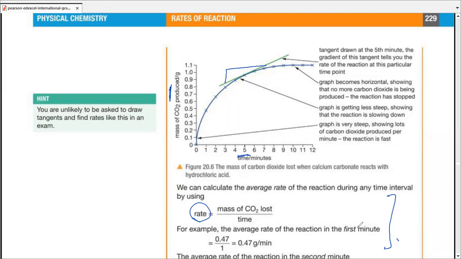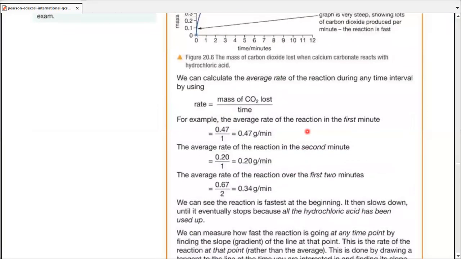For example, the average rate of reaction in the first minute. This means we take it like this all the way to over here. Since this is 0.47, since this is 1, we divide these values like this. What if you need to find the value in the second minute? Let's move on. Since this is pretty simple, we get the values of grams of mass of carbon dioxide produced per minute of time. I hope this is understandable, is it?